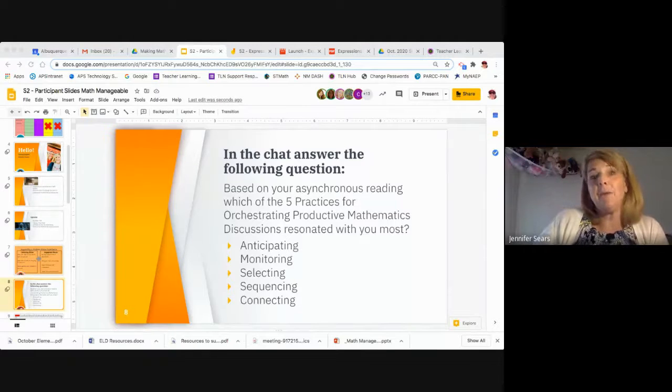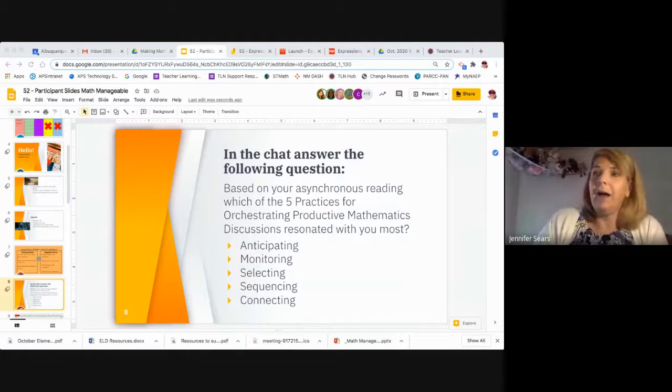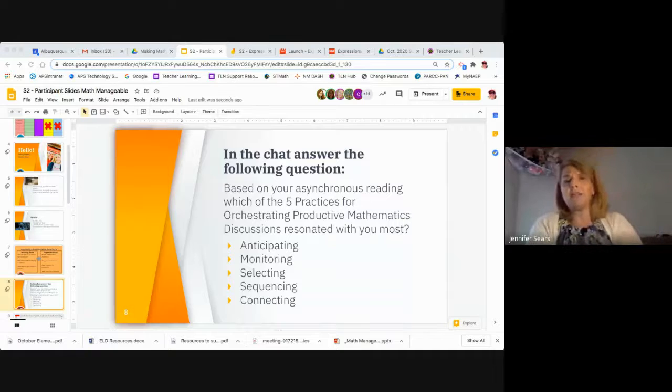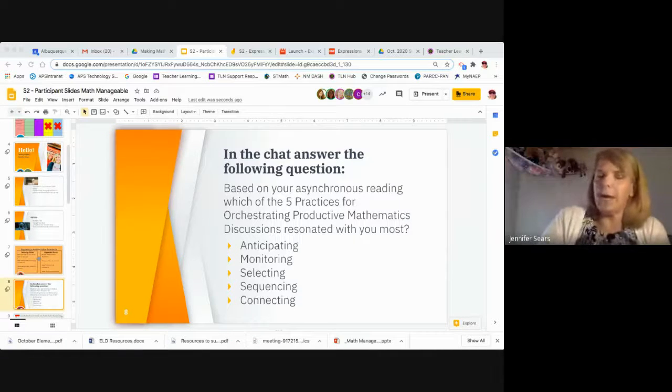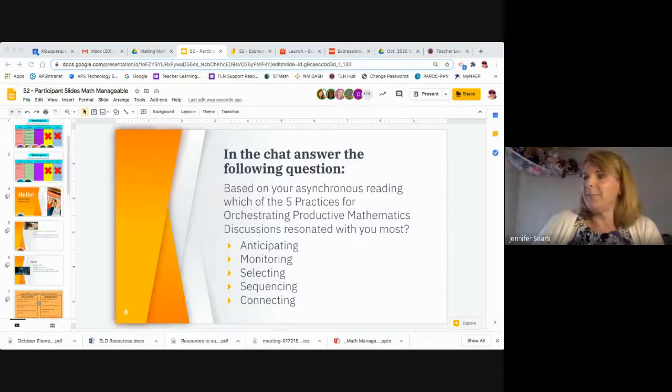But if you have done your pre-reading, we would like you to answer this question within the chat. Based on that reading, which of the 5 practices resonated most with you? And if you did not do the reading, that's okay. Maybe just kind of looking at those verbs and those descriptors, could you put into the chat which one you're most looking forward to hearing about today? And we'll have those responses coming up here in the chat momentarily.